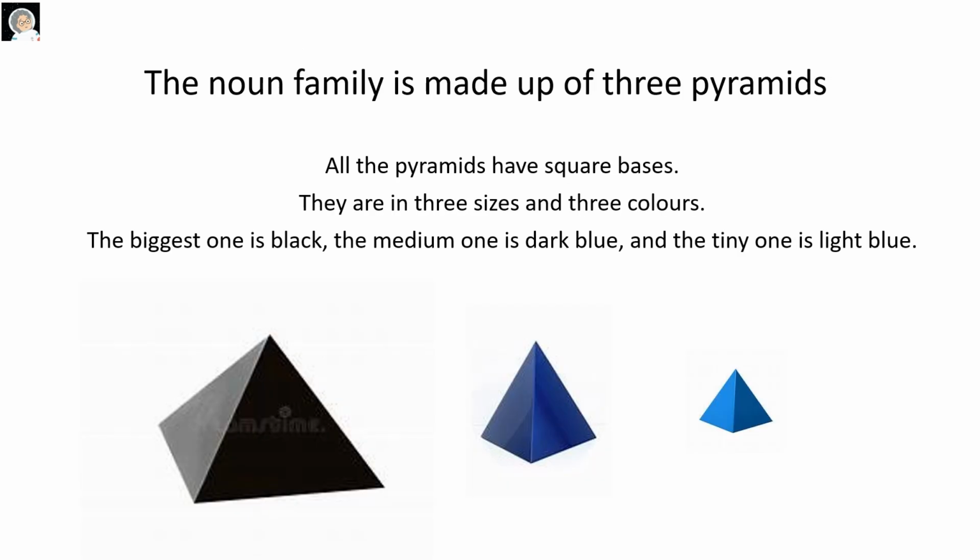The noun's family is made up of three pyramids. All the pyramids have square bases. They are in three sizes and three colors. The biggest one is black, the medium one is dark blue, and the tiny one is light blue.